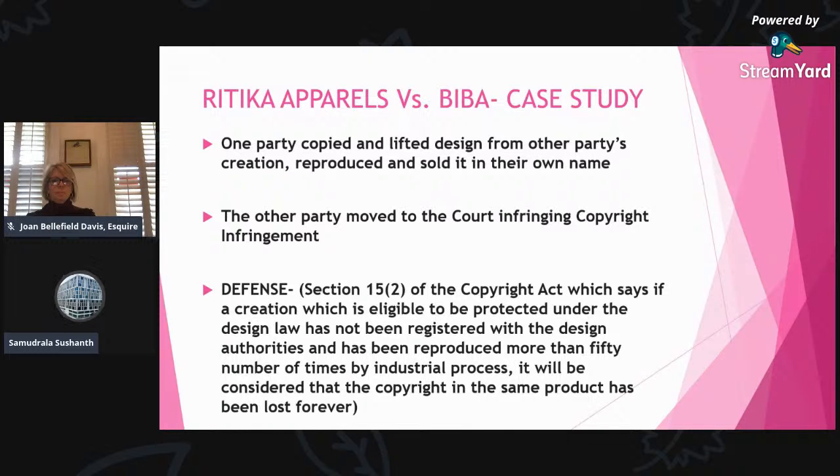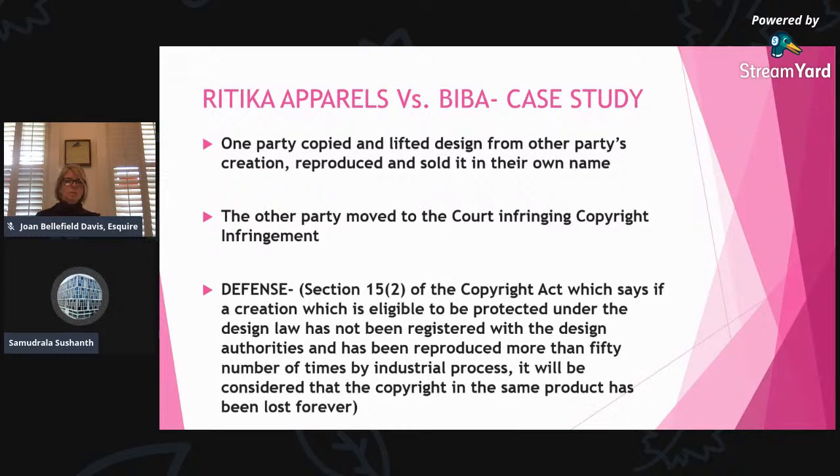So what happened in this case was one party had actually tried to copy, and they tried to actually lift the complete design of one other party's creation. They reproduced it and they started selling it in their own name. So the other party, whose brand was infringed, moved to the court. Now, what is the kind of defense that was taken? I think when you look at the defense, this really is an eye opener for all the people who are in the fashion industry.